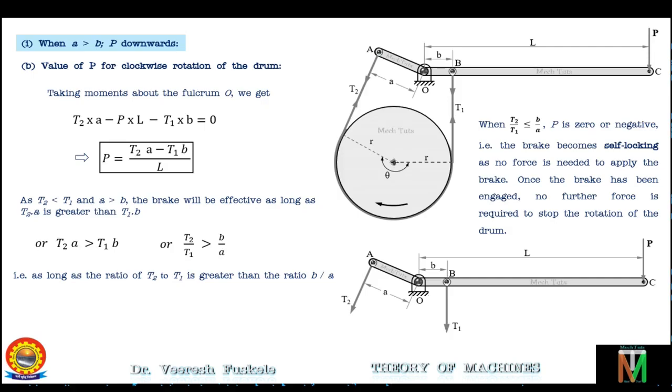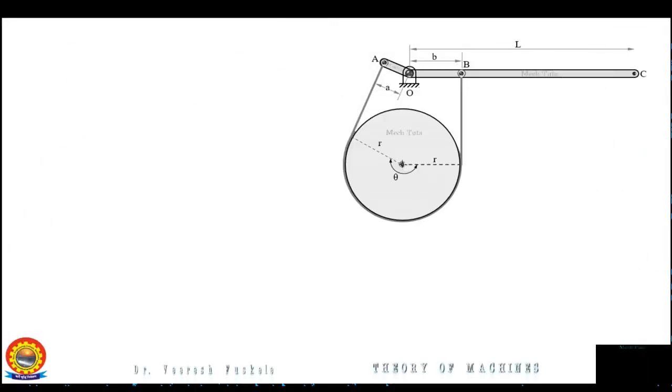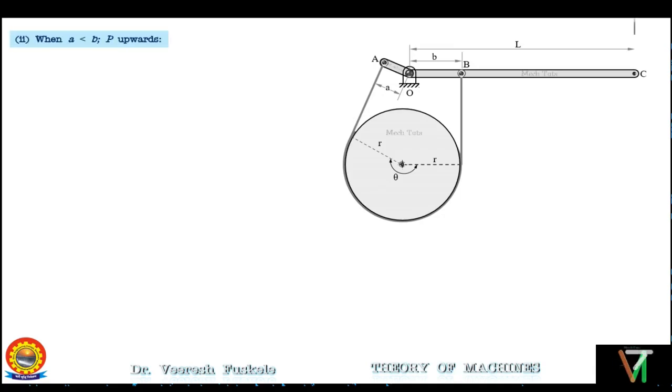In today's lecture, we will discuss the second configuration of the differential band brake and try to derive the relation for the applied force. We will also analyze whether this configuration will be self-locking or not. If yes, then what will be the condition of self-locking? We will analyze the configuration in both clockwise and counterclockwise directions. So let's start with the second configuration, that is, when the distance A is less than B and the force is applied in the upward direction on the lever.